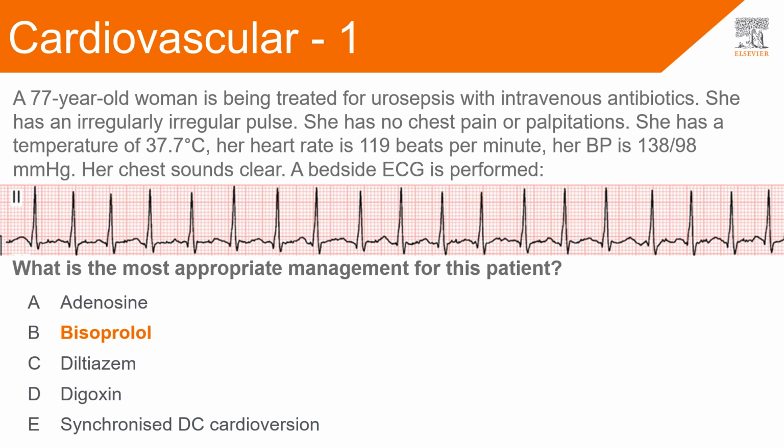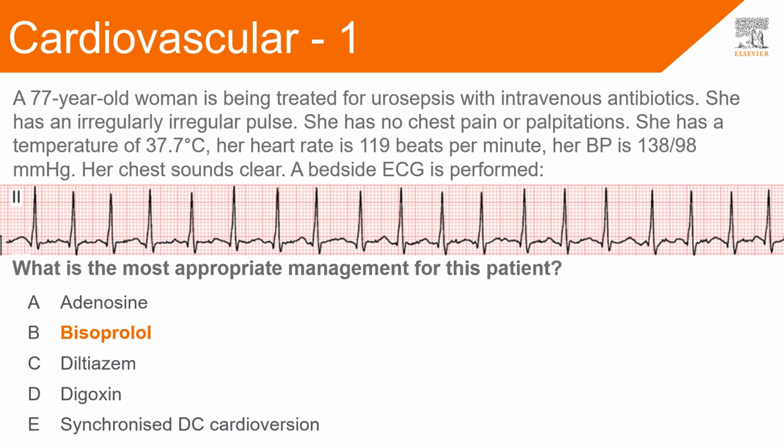It works by temporarily blocking the AV node. It interrupts the reentrant circuit responsible for the tachycardia. However, adenosine is not effective in the management of AF because it doesn't address the underlying mechanism of the arrhythmia itself, which, to remind you, is the multiple random reentrant circuits within the atria. So adenosine isn't the right choice for this patient with AF.